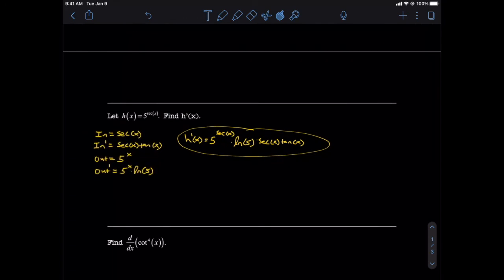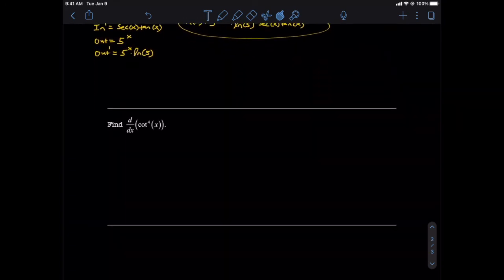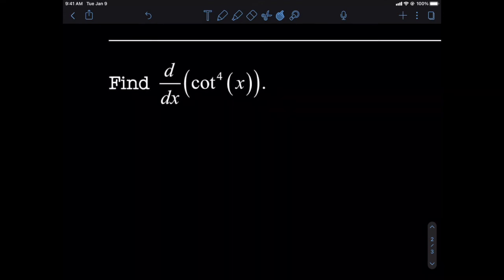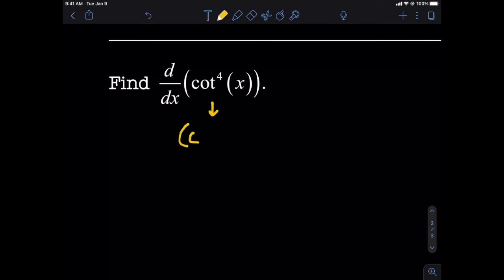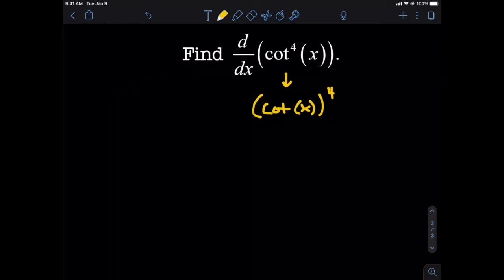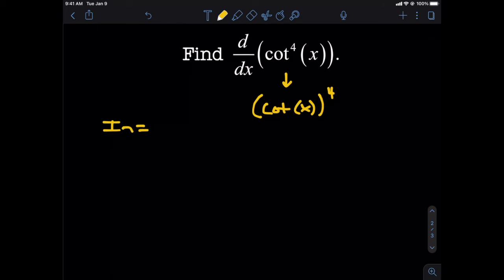As fancy as that is, we do have one more example where we're going to have to do a little bit of manipulation ahead of time. Cotan to the 4th is great, but I think we would have an easier time finding the derivative if we rewrote it as cotan of x raised to the 4th. In this way, we can clearly see that our inside function is cotan, and our outside function is not going to involve cotan, right? Our inside function, cotan of x, the derivative of cotan for us, in prime, is going to be negative cosecant squared of x.